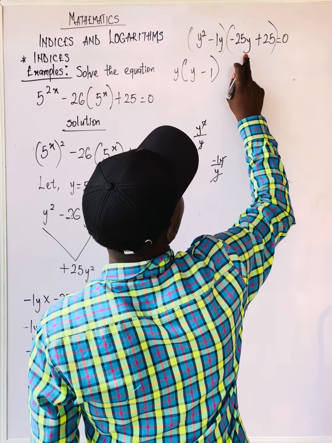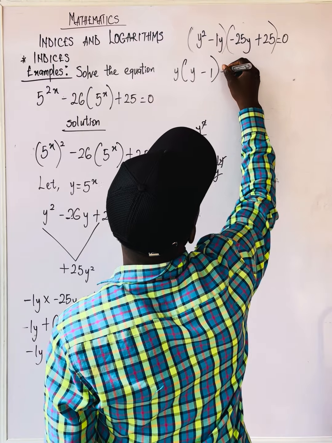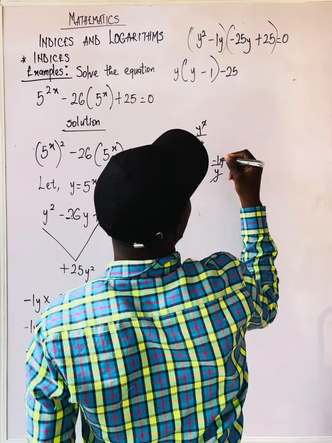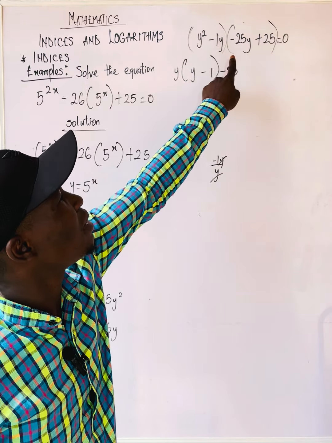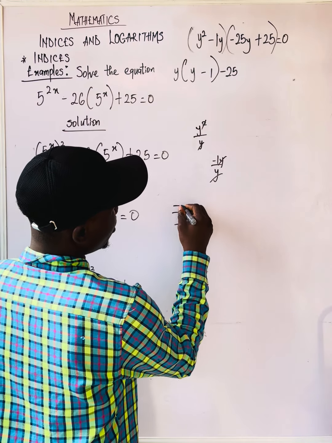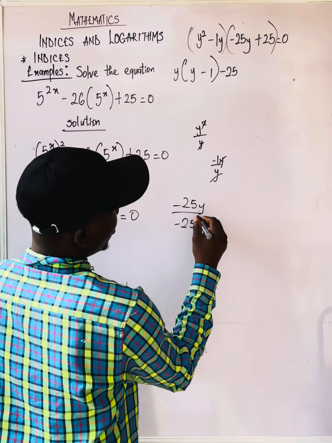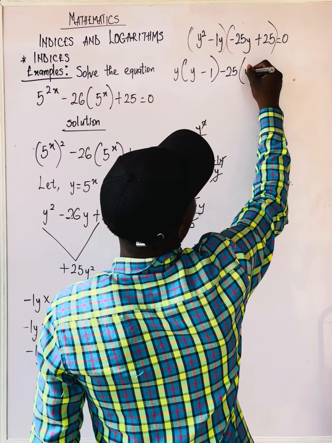Now what is common here? y is not common. y is here, but y is not here. But what is common? I can bring down minus 25. Right? Minus 25. Now minus 25 in minus 25y, minus cancels minus, 25 cancels 25. What's remaining? It's remaining y.